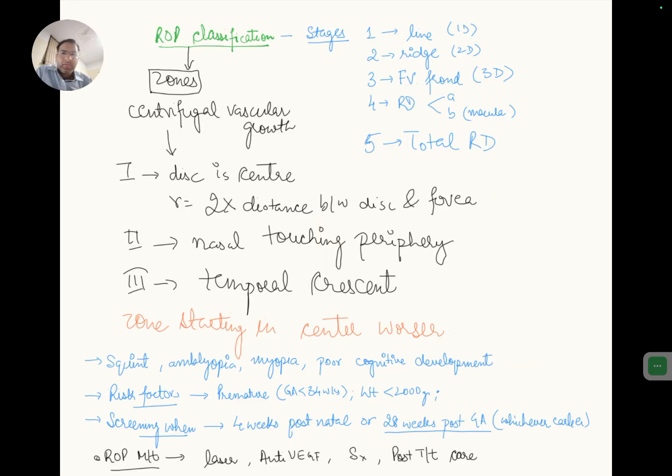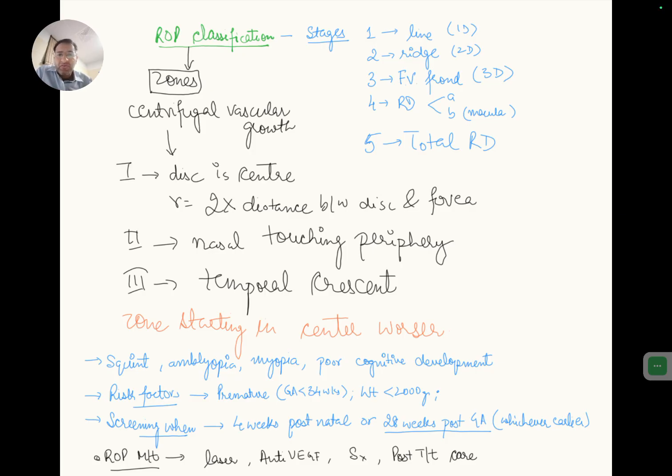Next, we come to ROP classification. When we classify ROP, we divide into stages and which zone the vessels have reached. The stages are defined as stage 0, in which there is no ROP. In stage 1, there is a demarcation line between the mature and immature retina. In stage 2, there is a ridge, that is two-dimensional. Ridge means the width of that line has increased between the mature and the immature retina. Stage 3 is the 3D stage, where that ridge also has height, and fibrovascular fronts are seen there.